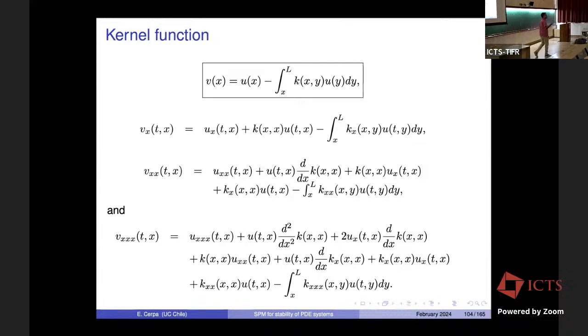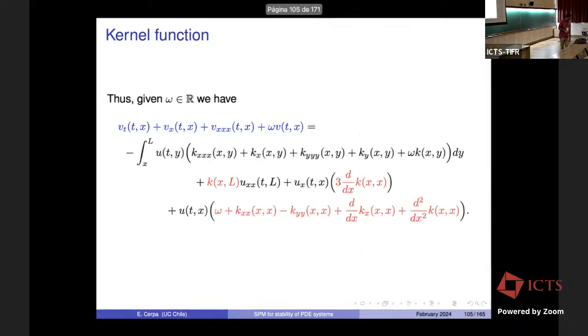And then you have to put everything together and see which are the conditions on K, on the different terms with K, so that when you compute Vt plus Vx plus Vxxx plus omega V, it is equal to 0. These are very easy computations. It's nothing strange. You just have to track all the terms and put them together. So here, in blue, we rewrite the equation for V.